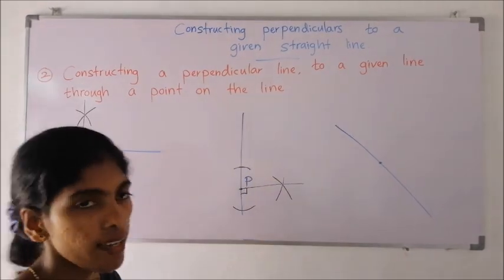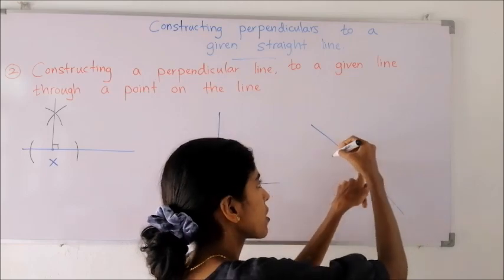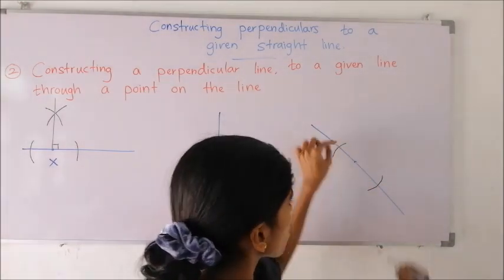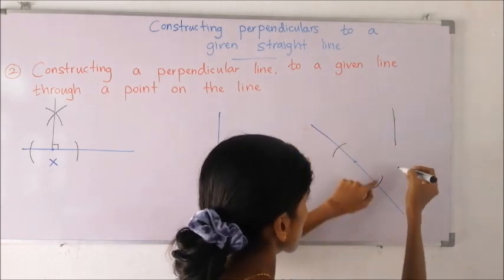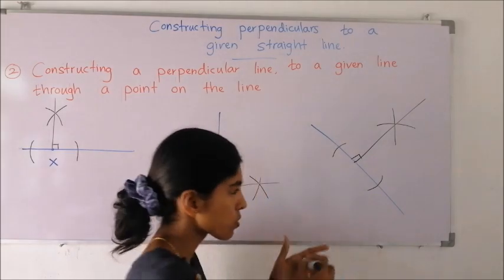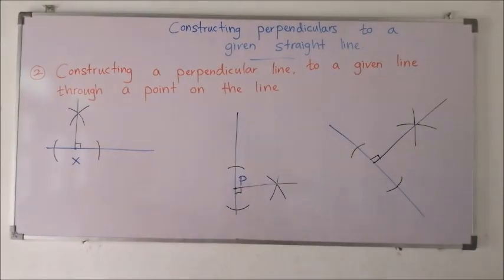Next, a slanted line I have drawn with a given point. Keep the middle point here. 2 arcs should be drawn from either sides. Now at these 2 points, by keeping the middle points, you can draw another 2 arcs. By joining those 2, we can construct the perpendicular.